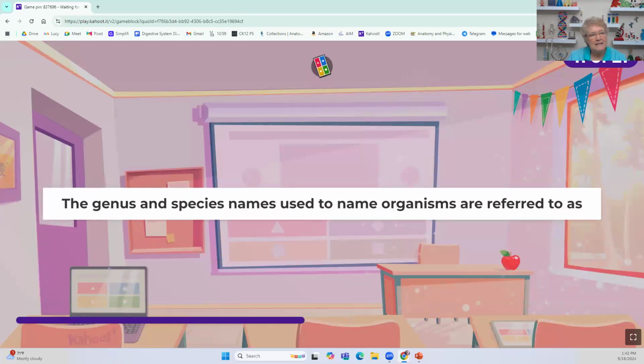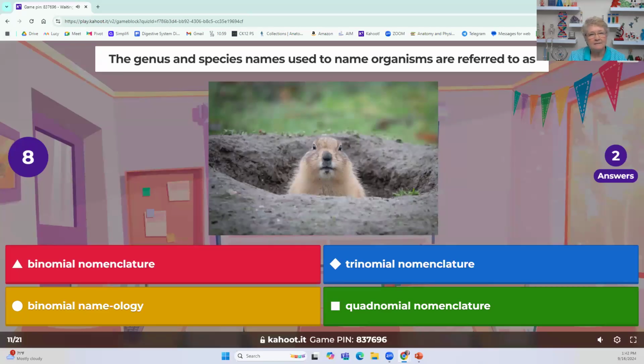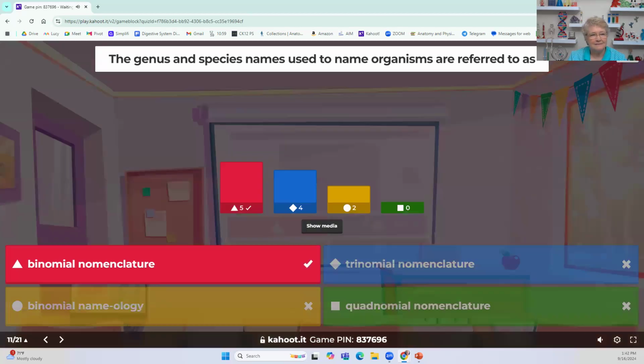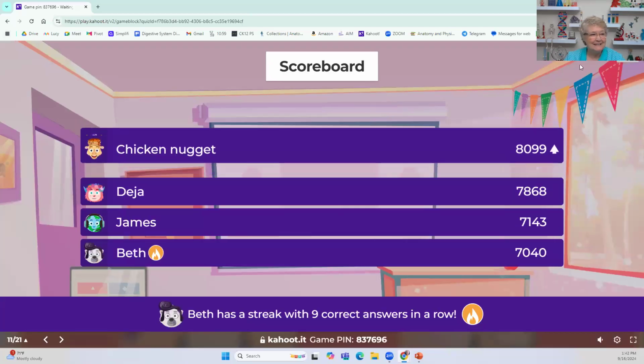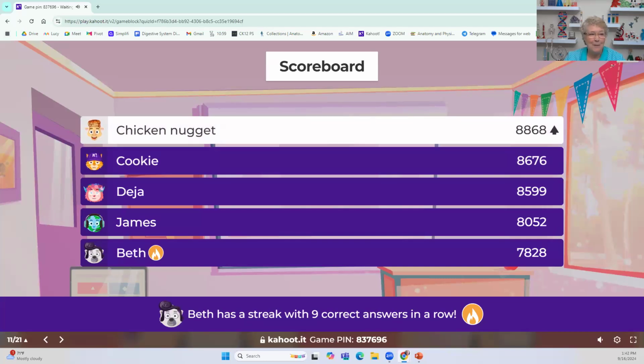The genus and species names used to name organisms are referred to as binomial nomenclature. So binomial meaning there's two parts to it. There's the genus and the species. And then nomenclature means naming. So basically it's two name naming is what that means. All right, chicken nugget takes the lead, not by much.